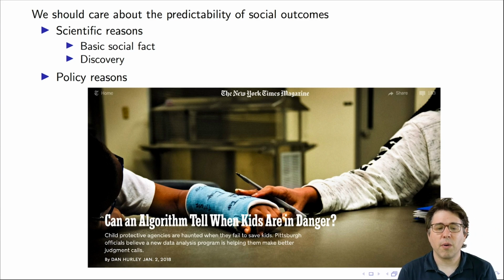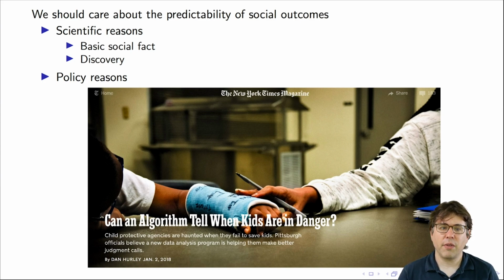So this is an article from the New York Times Magazine about what's happening in Allegheny County, Pennsylvania, which is basically Pittsburgh. So the Child Protective Services system is using an algorithm to create risk scores, which helps them decide which cases of suspected abuse and neglect should be investigated.